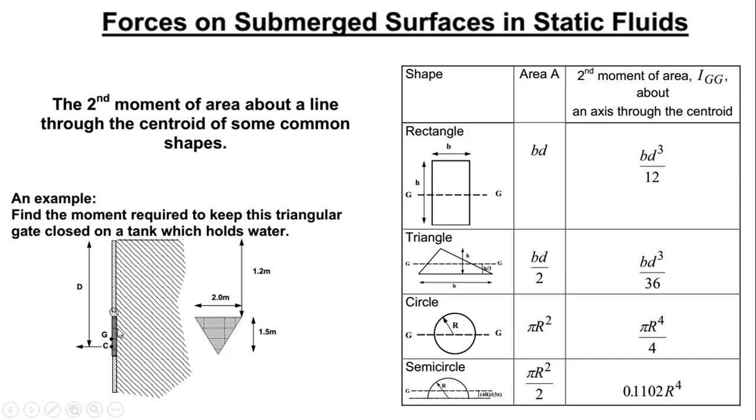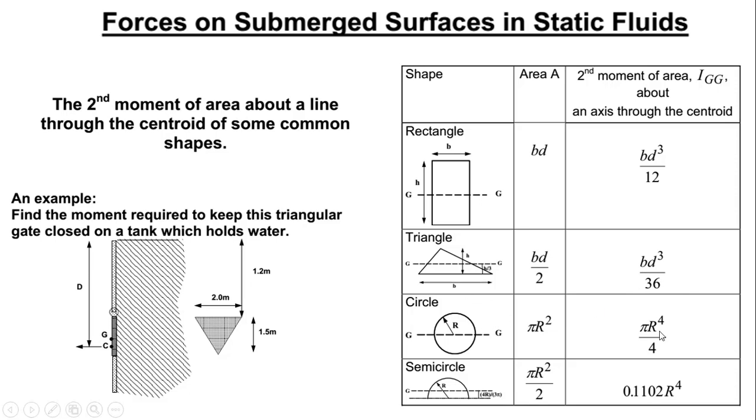But knowing that the gate that we have is a triangular gate, for us to use these equations to solve this problem, we will need to know the IgG. So what we need to do is to check in this table. What we are given here is a triangle. So if it's a triangle, the second moment of area IgG will be BD to the power 3 over 36. So that's what we need to use here. We know that our B is this distance and our D is this distance that we have. Then we've got BD to the power 3 divided by 36.